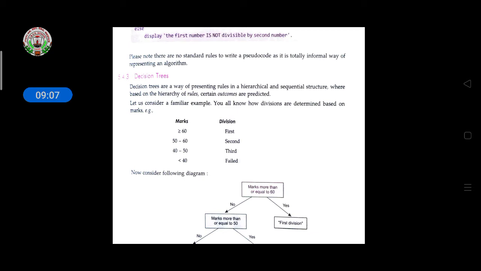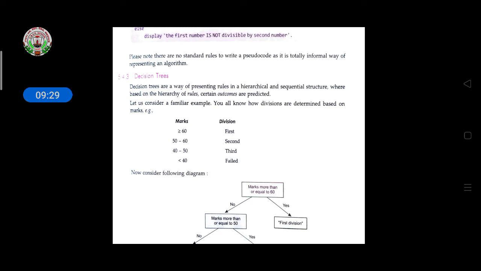Then come to decision making, the decision tree. Decision trees are a way of representing rules in a hierarchical and sequential structure where, based on the hierarchy of rules, certain outcomes are predicted. Let us consider a familiar example. You all know how divisions are determined based on marks.